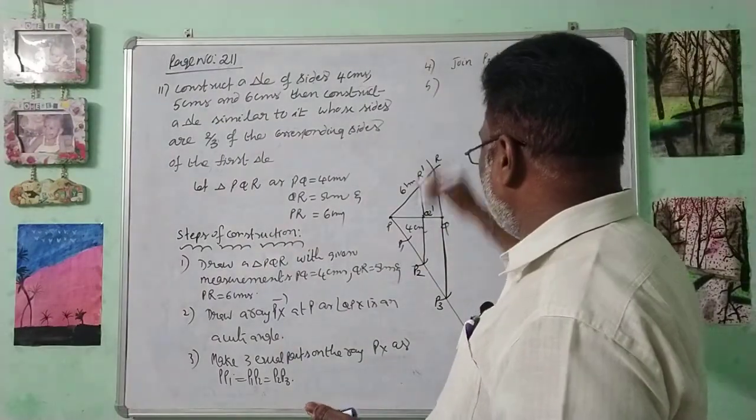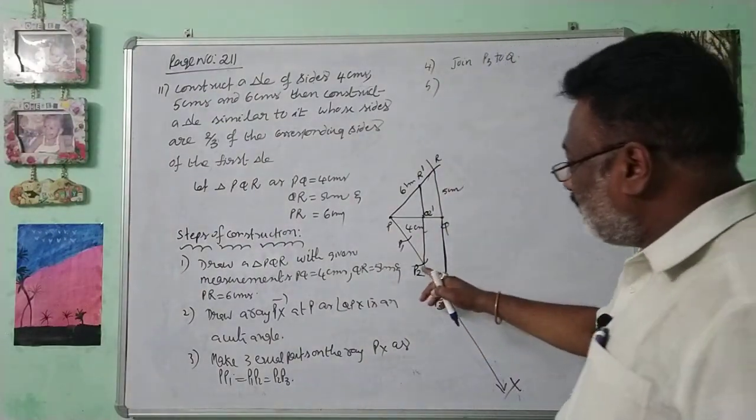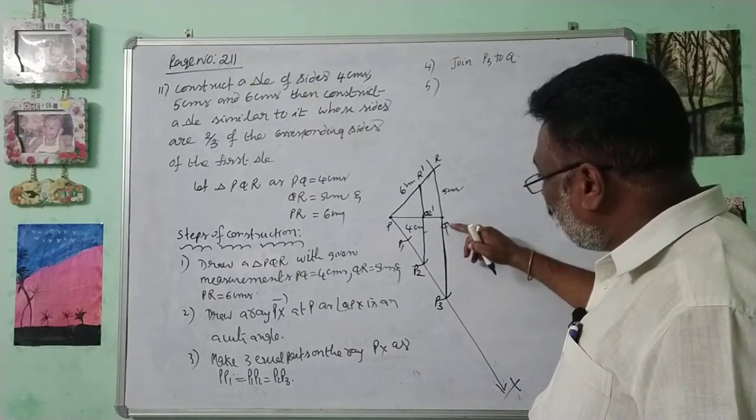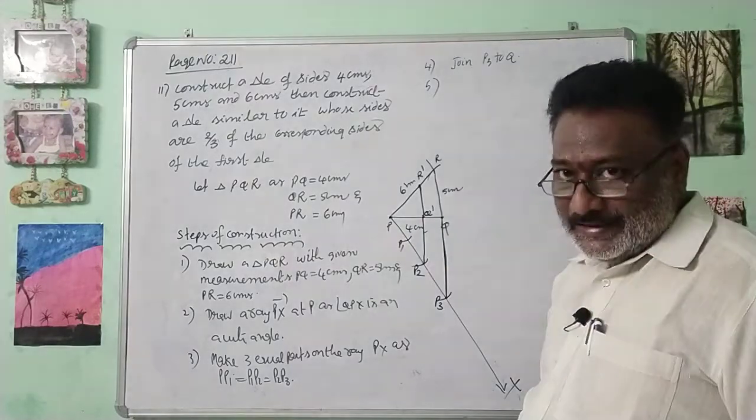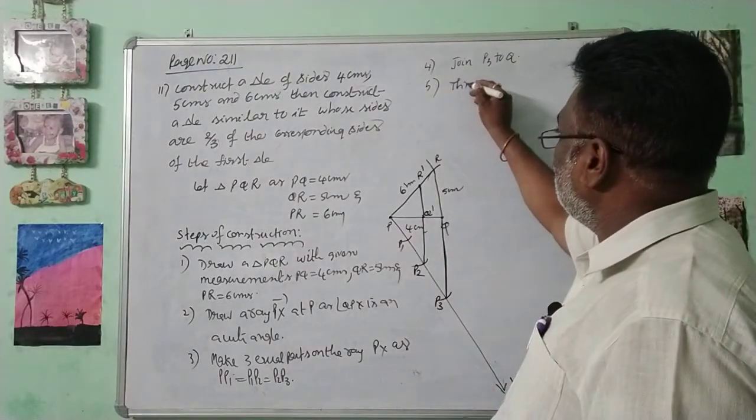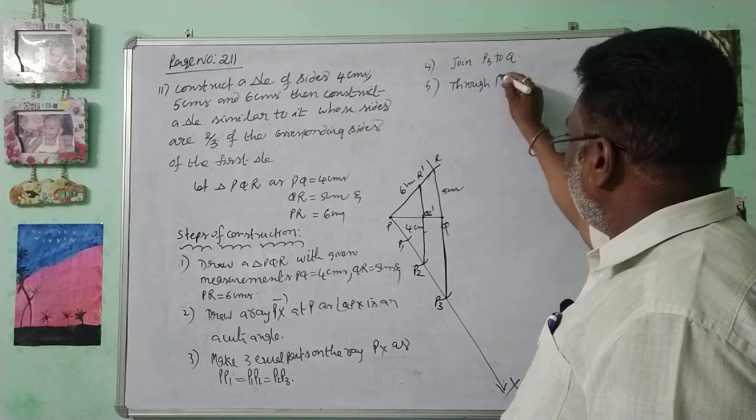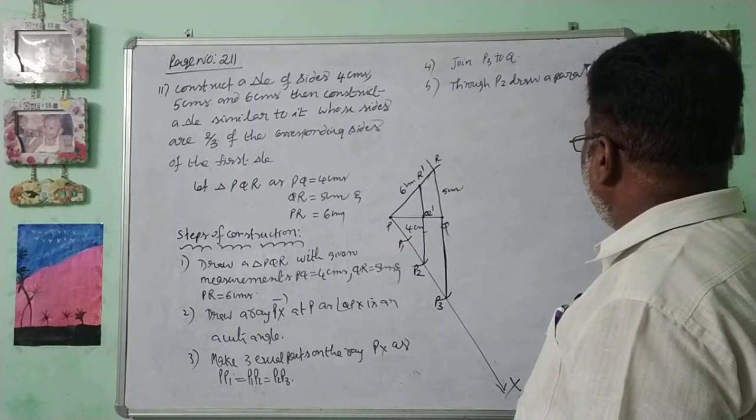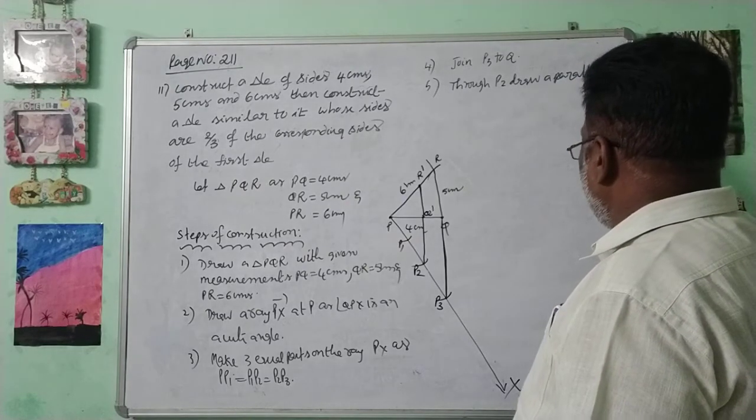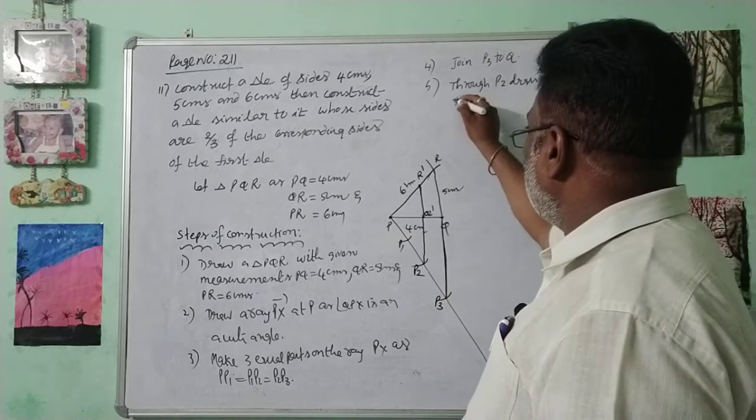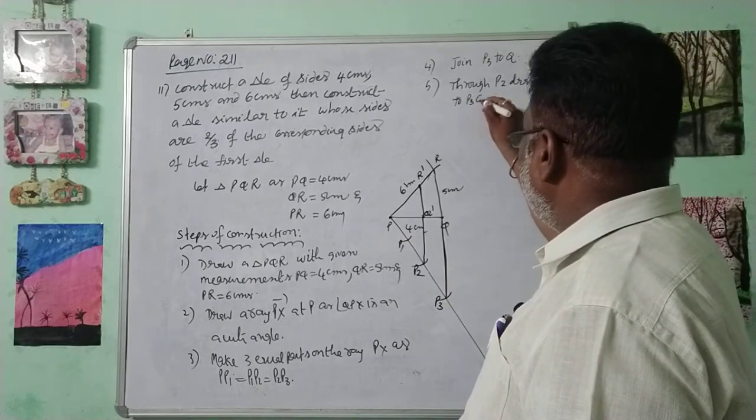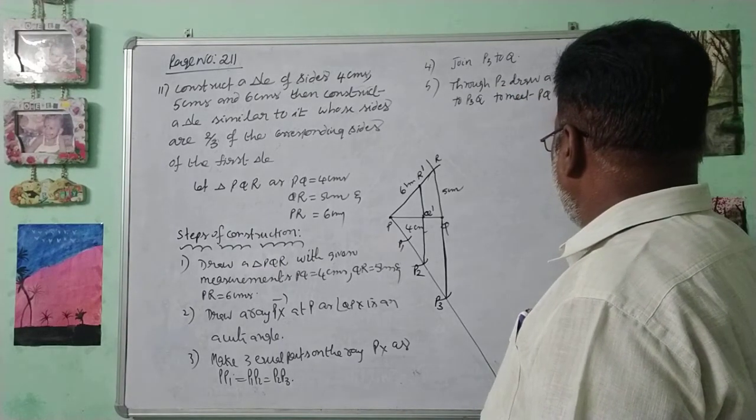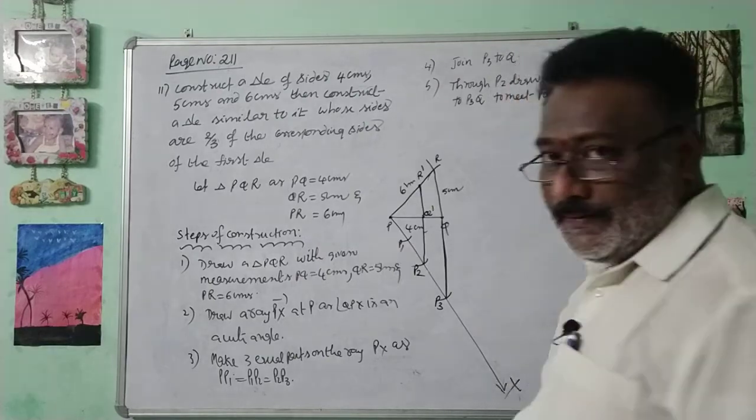Next, fifth step. Now listen to me. Through P2, draw a parallel line to P3Q to meet PQ in Q dash.